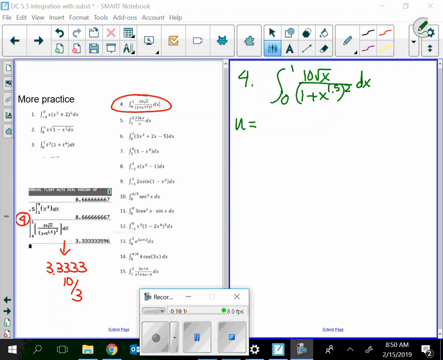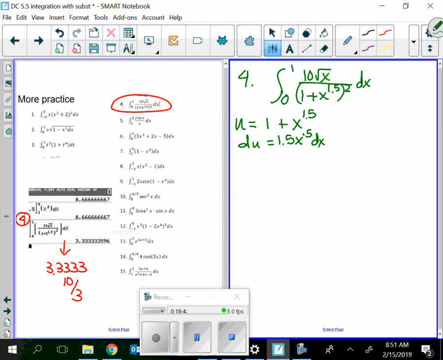All right, so u equals 1 plus x to the 1.5. Now, why is that a natural choice for u, everybody? It has lots of numbers. It's the innermost part of the composite function, right? So that usually works. So what's du? 1.5 x to the 0.5, or 1/2, dx, right?